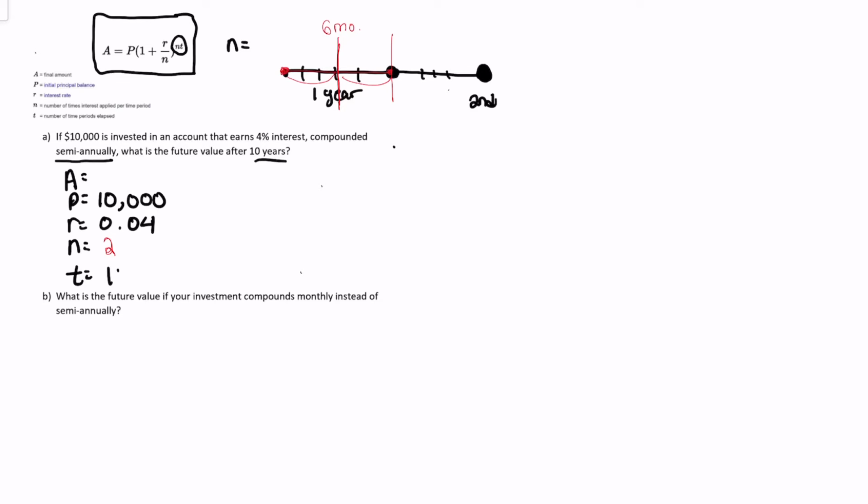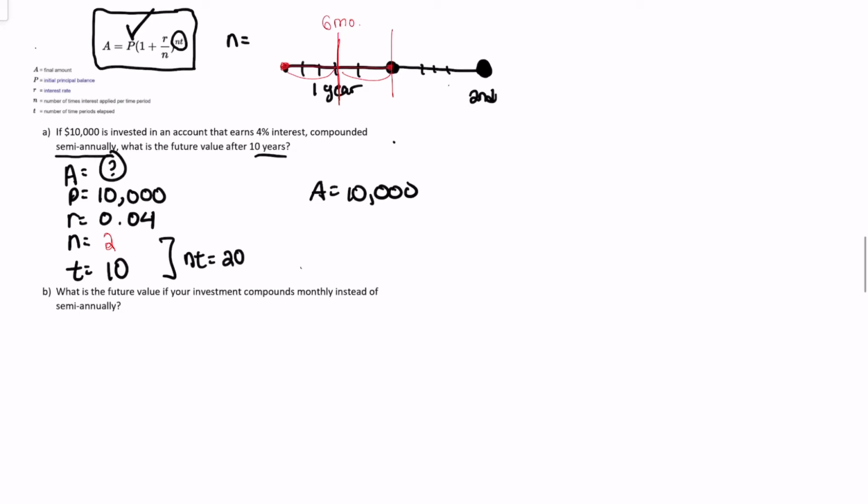We're doing this for 10 years, so because of those two, your exponent, nt, is going to be 20. And we're looking for the future value, the A value. Okay, so $10,000. So that's that. And 1 plus 0.04, and we're going to divide that by 2 because it's semi-annual, and raised to the power of 20.